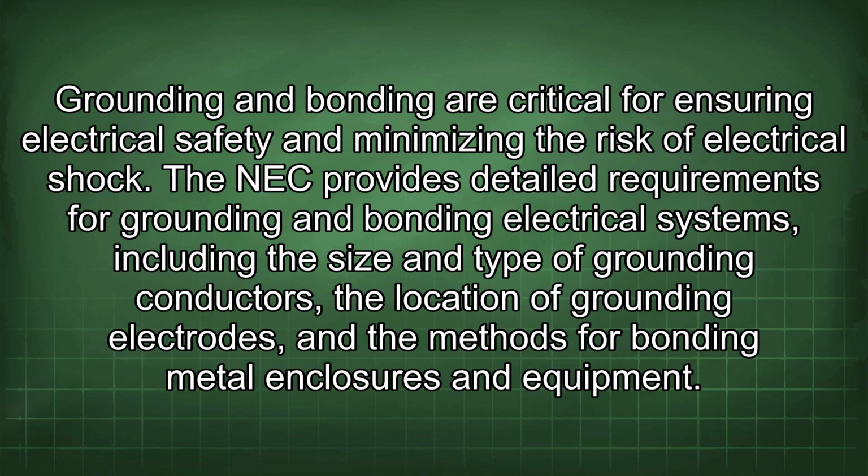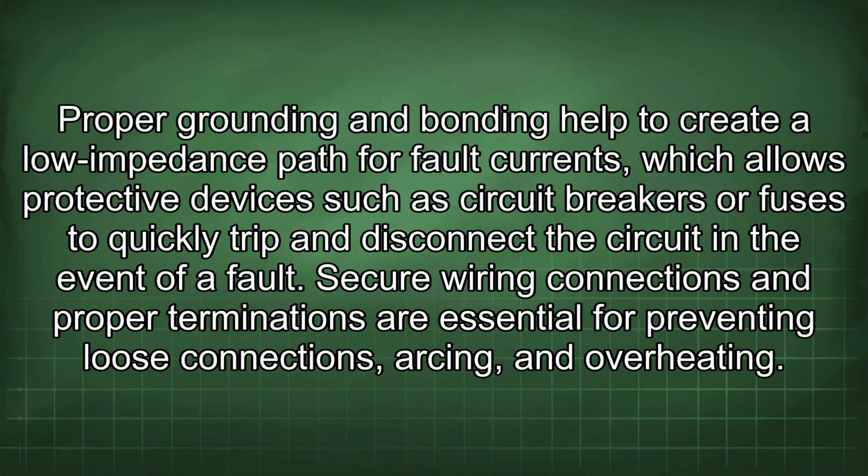Grounding and bonding are critical for ensuring electrical safety and minimizing the risk of electrical shock. The NEC provides detailed requirements for grounding and bonding electrical systems, including the size and type of grounding conductors, the location of grounding electrodes, and the methods for bonding metal enclosures and equipment. Proper grounding and bonding help to create a low impedance path for fault currents, which allows protective devices such as circuit breakers or fuses to quickly trip and disconnect the circuit in the event of a fault.